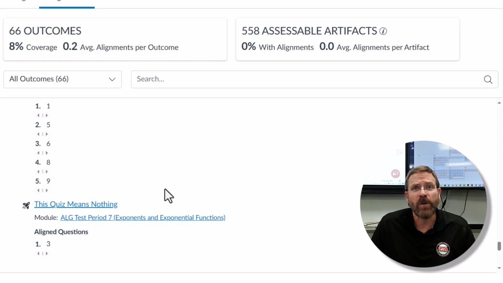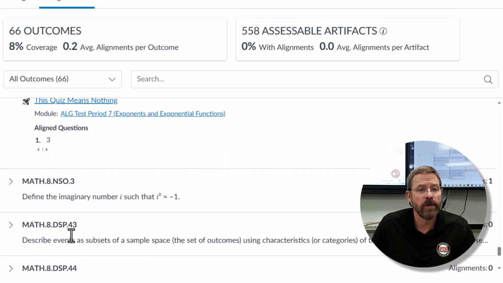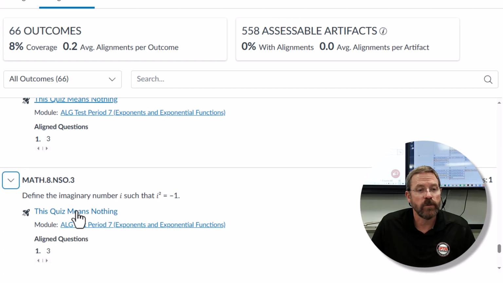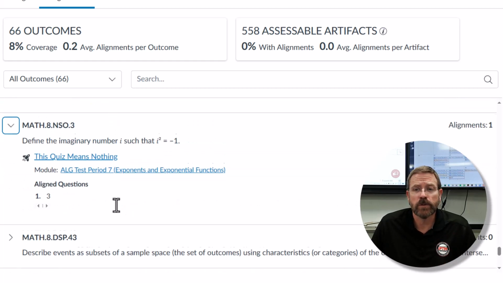It's pretty vague on what this information actually means, because if you go down to the next one, this standard has 1 alignment, which is on the same quiz, but it still gives me the same 1 to 3. I don't know what the 3 is. I do get that it's 1 question on that quiz that is aligned to that standard. I have no idea what the 3 is. Maybe 3 points. I don't know. It makes no sense to me whatsoever.